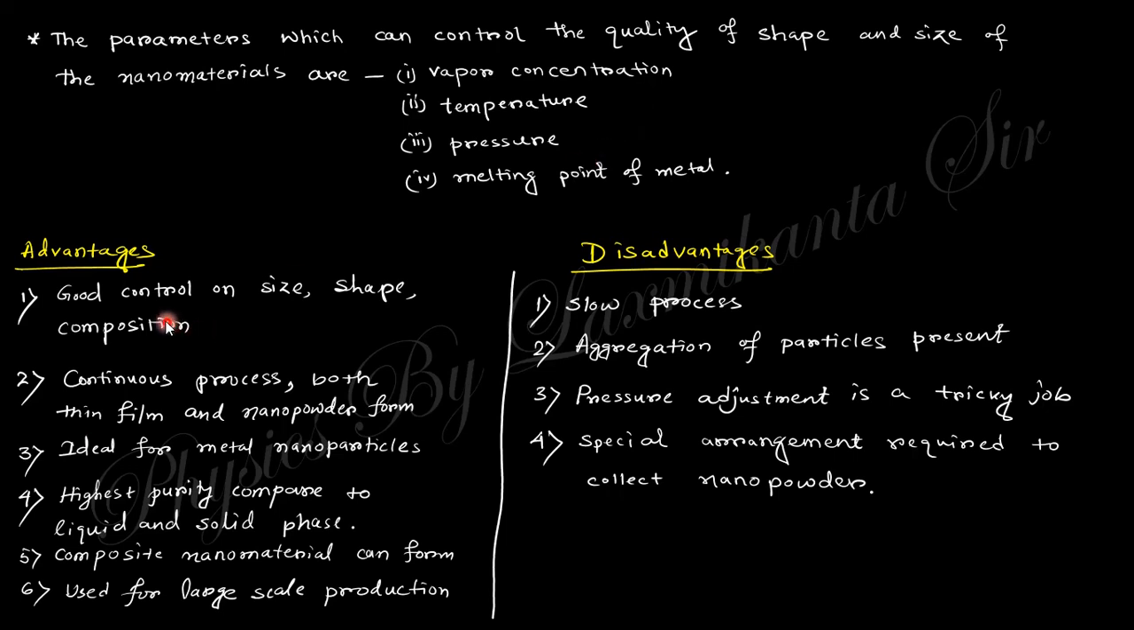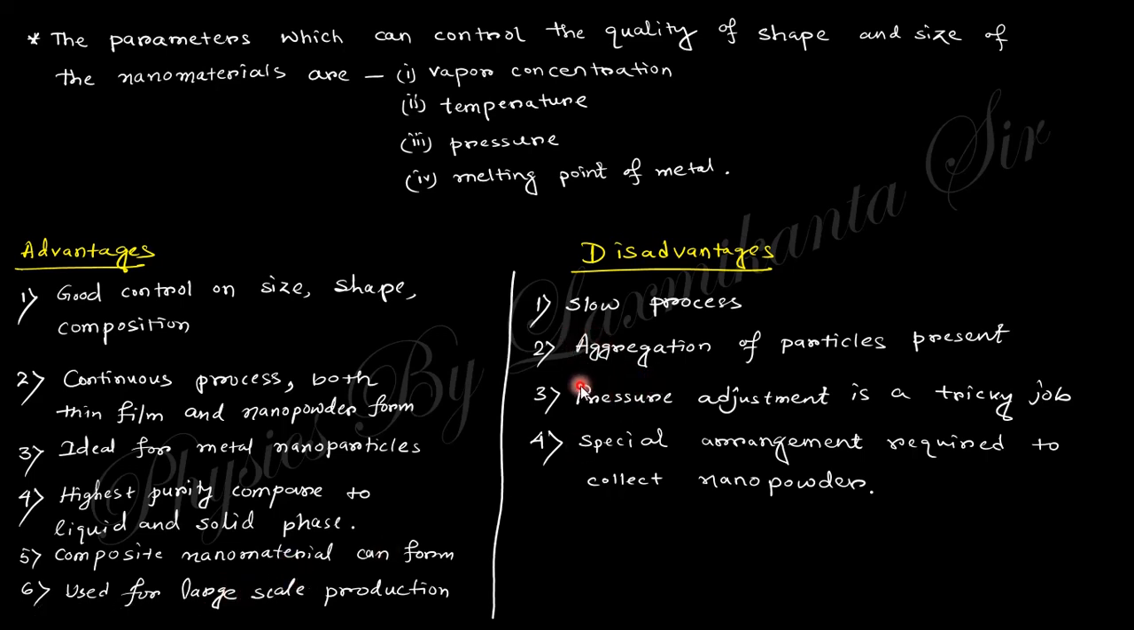The advantage of the gas phase method is good control over size, shape and composition. Then it is a continuous process, and both thin films and nanoparticles can be formed using this method. It is ideal for metal nanoparticles and gives the highest purity compared to the liquid and solid phase. Compared to the other two phases, this is the highest purity. And composite nanomaterials can be formed, and it is used for large scale production.